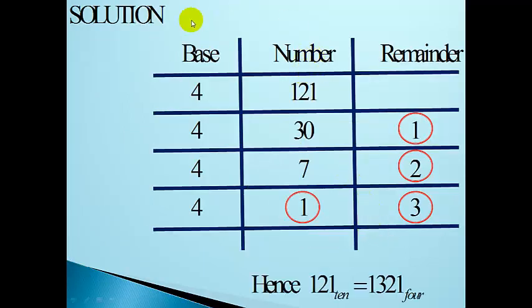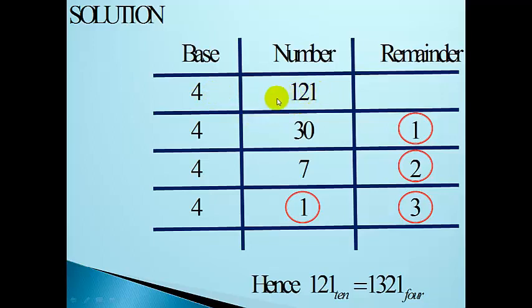Now, the solution. Converting from base 10 to another base. This is how the solution goes. In tabular form, we have the base, we have the number, and we have the remainder. The base is 4 and the number is 121.